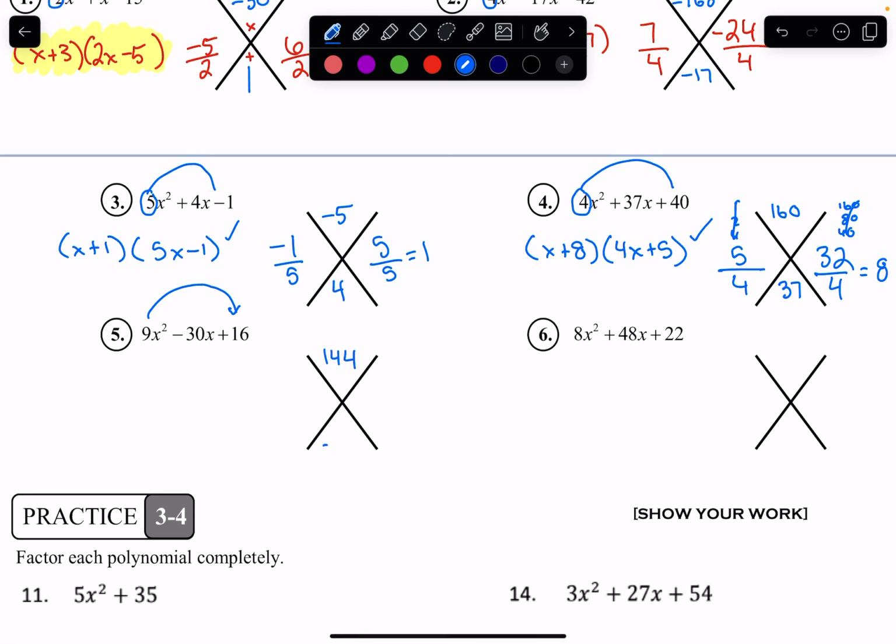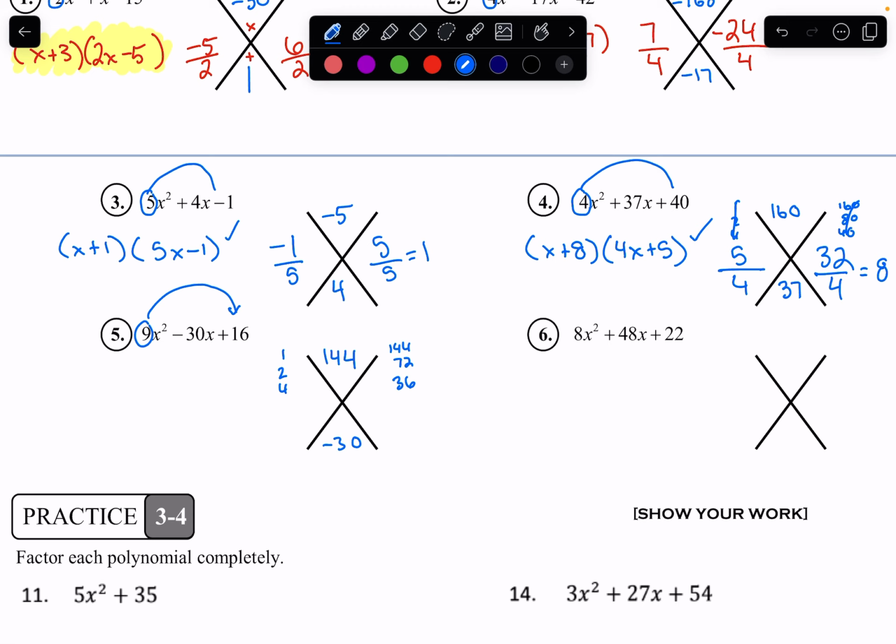Bottom number is negative 30, right? So I took 9, times it by 16, I got 144. Now I'm looking for numbers that multiply to be 144 and add up to be 30. So I've got 1 and 144. I've got 2 and 72. I don't think 3 is going to work. How about 4? 4 and 36. I'm getting close to 30.